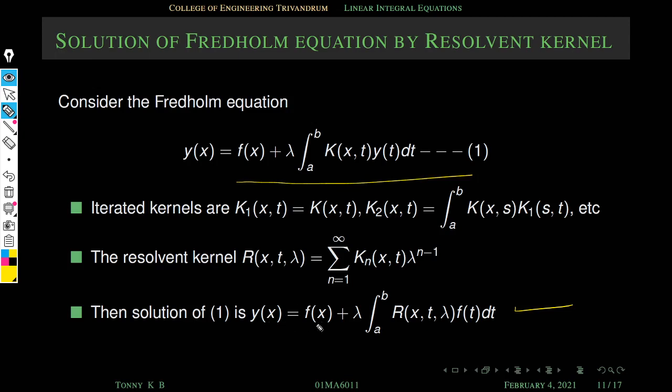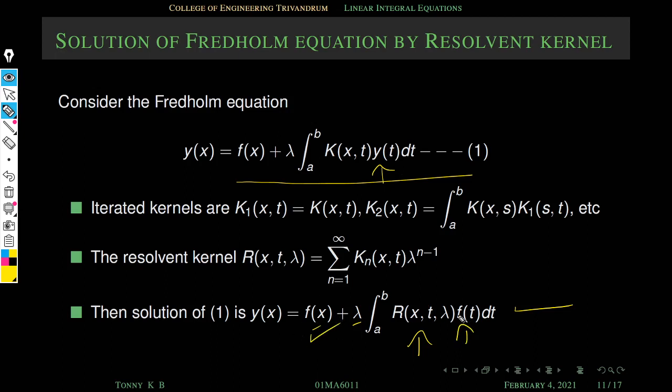y of x is equal to f of x, the same term, plus lambda integral a to b. The main difference is inside the integration. Our integrand is different. Instead of k of x t, we substitute our resolvent kernel R of x, t, lambda. Instead of the unknown function y of t, we substitute f of t, because f of t is a known function.